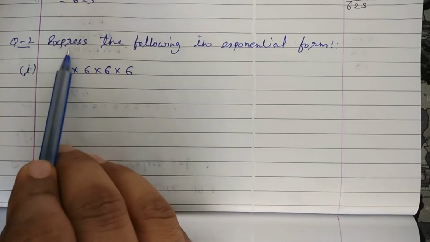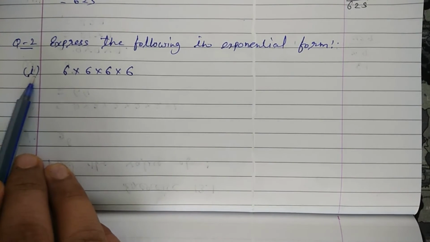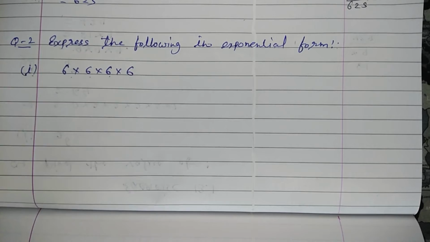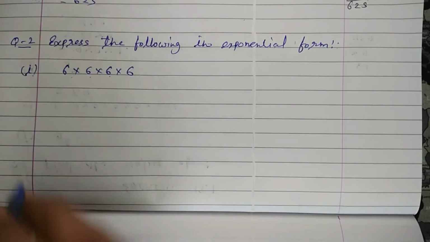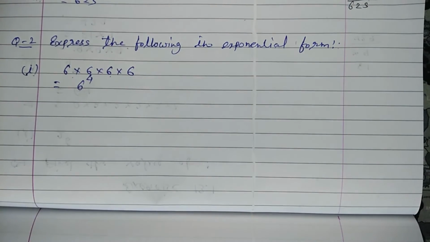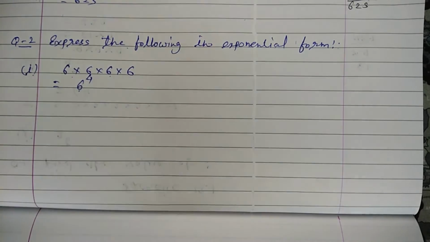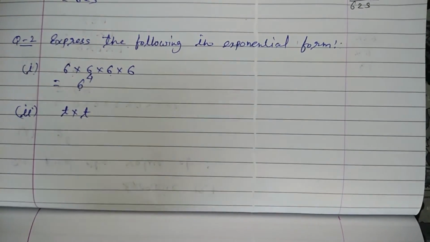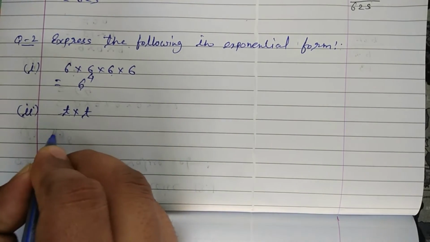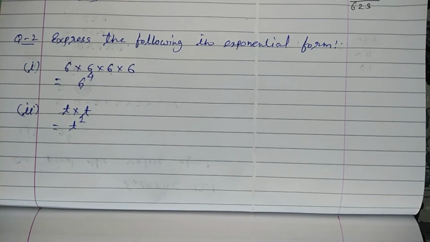Next, question number 2. Express the following in exponential form. Sum number 1. 6 multiplied by 6 multiplied by 6 multiplied by 6. This is nothing but 6 multiplied 4 times. So we can directly write 6 raised to the power of 4. And this is an exponential form for this question. Next, t multiplied by t. So here it is t multiplied 2 times. So that is equal to t raised to the power of 2.